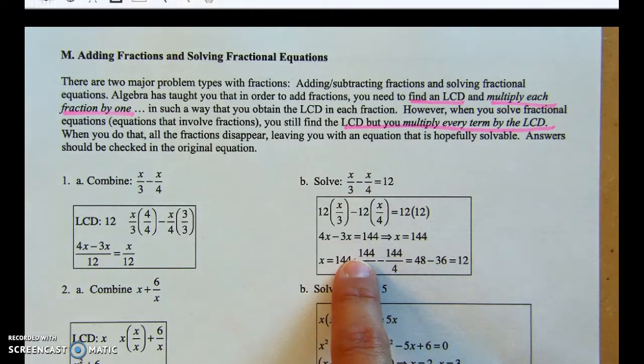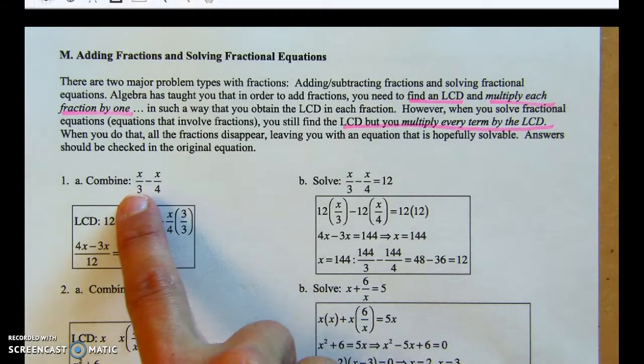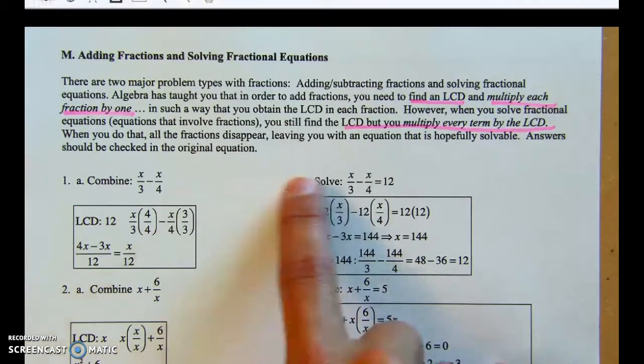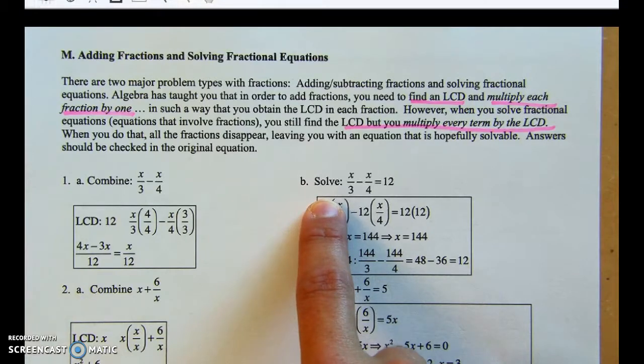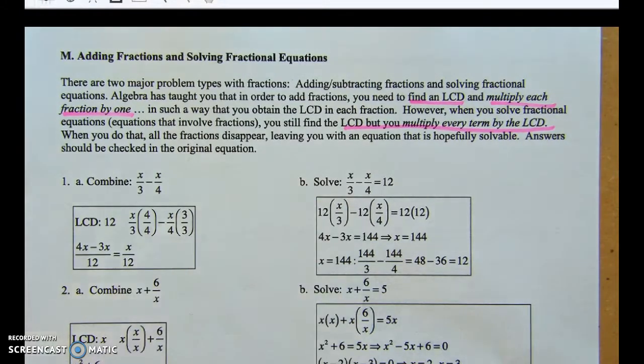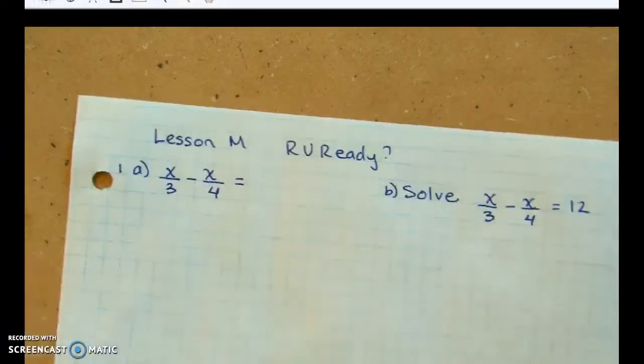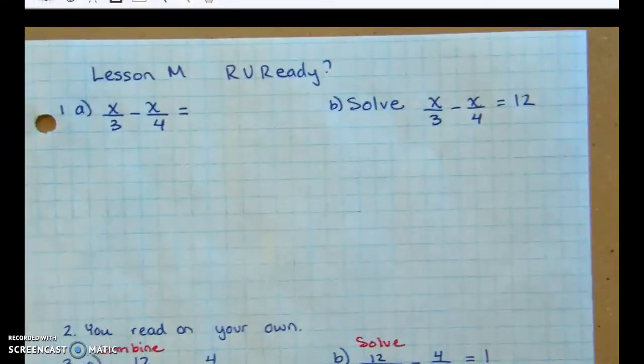So it's really important that you know the instructions are either combine, it might say add or subtract, or the instructions are solve. Okay, so you've done all of this before. This is review. We're going to start with example 1 and go from there for 15 minutes.